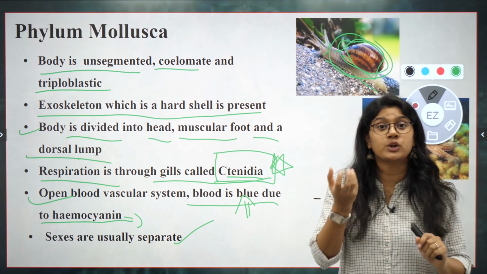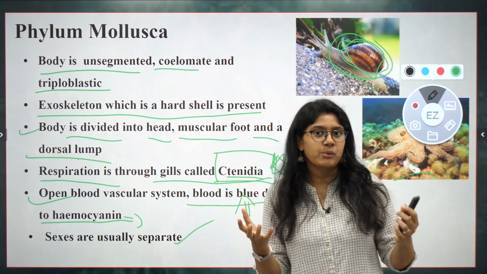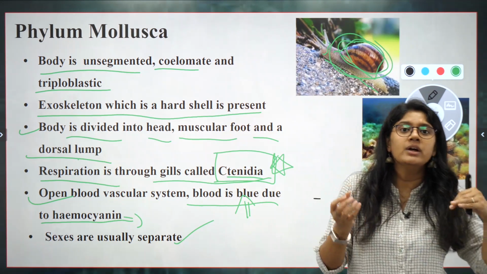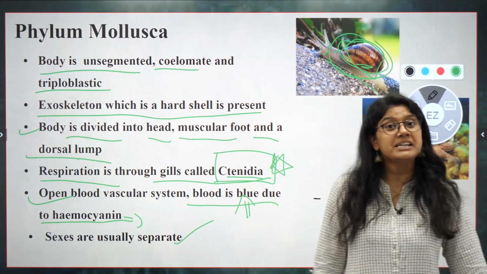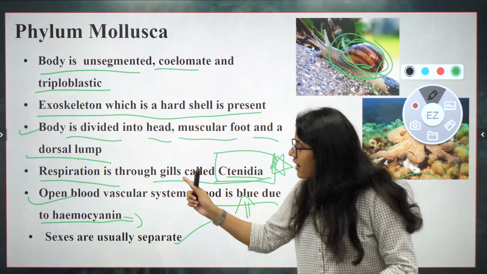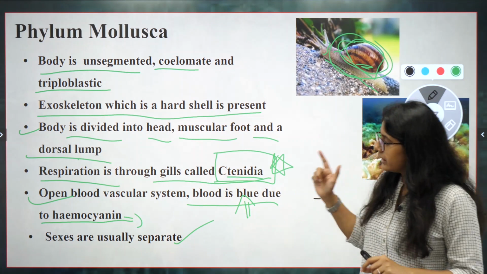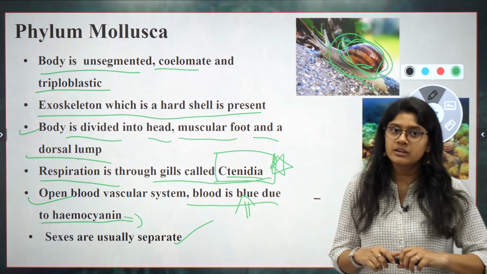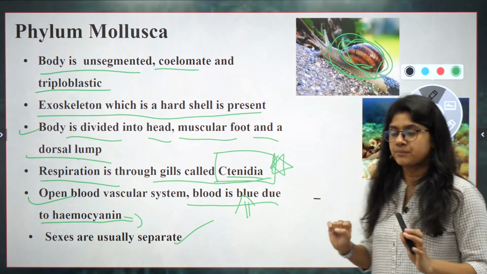They have an endoskeleton. Okay, they form a shell, and the body is divided into the head, muscular foot, which helps in the locomotion, and the dorsal hump on their back. When they want protection, they get inside that structure over here, and they are completely protected. They have respiration. Okay, respiration is done by the gills. They have open vascular system. Clear, everyone? The blood color is blue and sexes are completely separate.